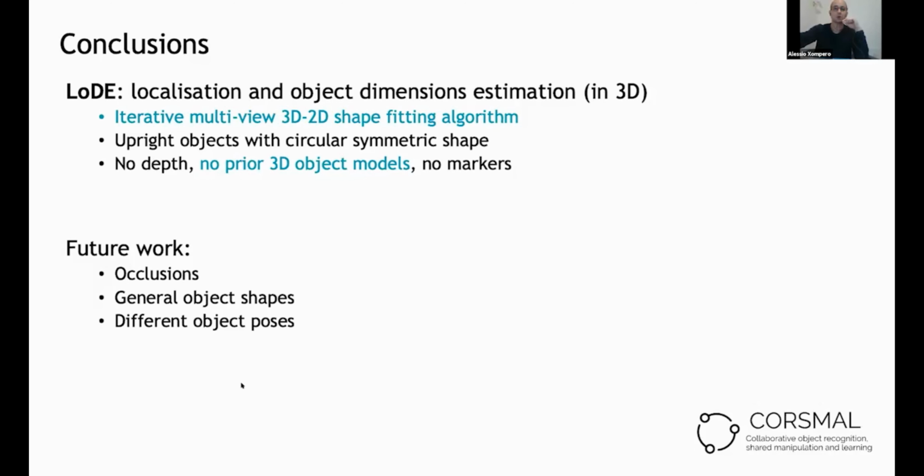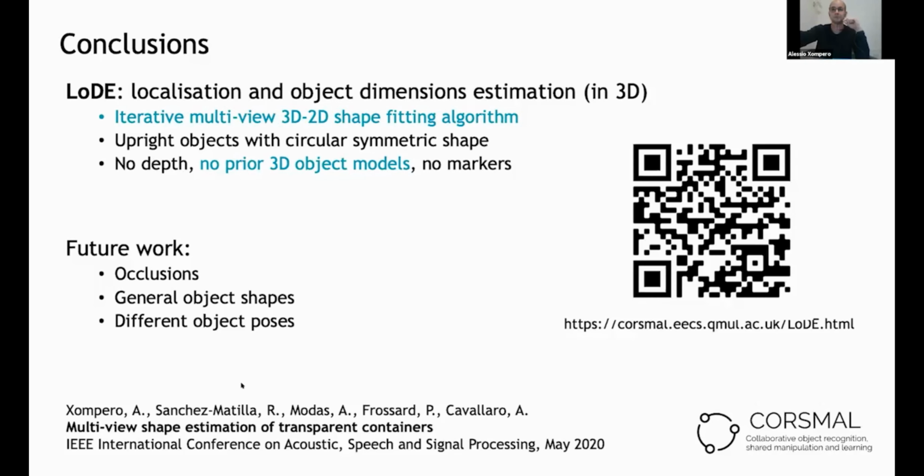As future work, we would like to address occlusions. In this case, the objects were most of the time visible. For example, we would like to address occlusion in the CORSMAL containers manipulation dataset, and also to generalize to different object shapes, like food boxes, or different object poses.